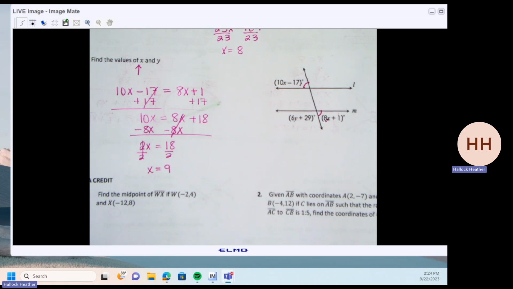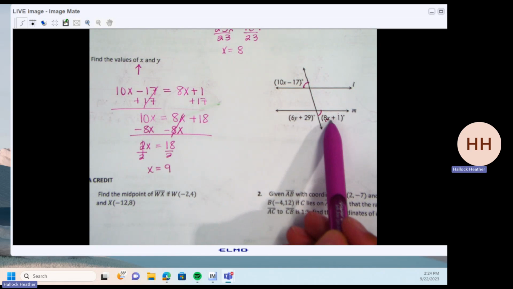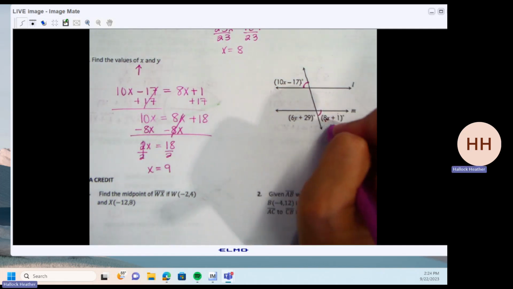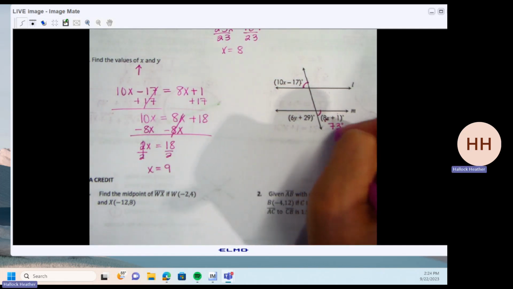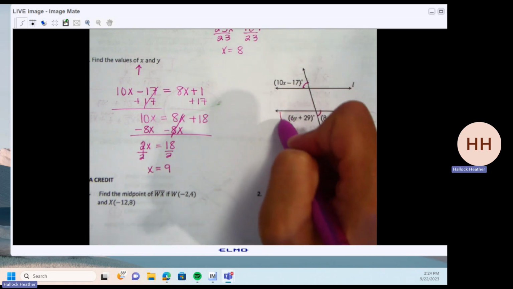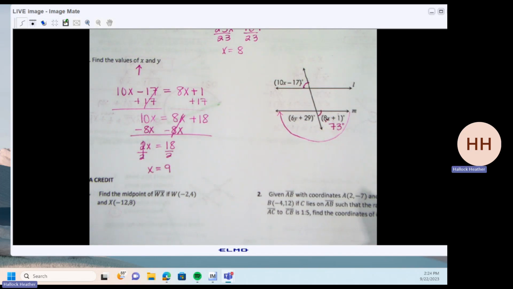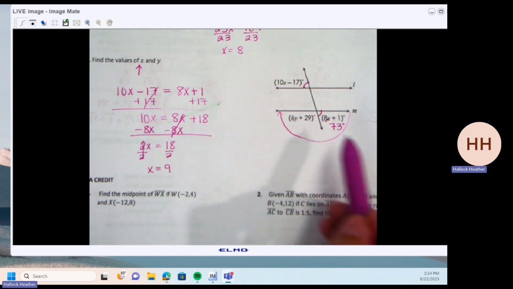9 times 8, because this is 8 times x. X is 9. 9 times 8 is 72. And I'm going to add 1. So this is 73 degrees in total is this angle measure. These two combined are a linear pair. So I know that they should add to make 180.